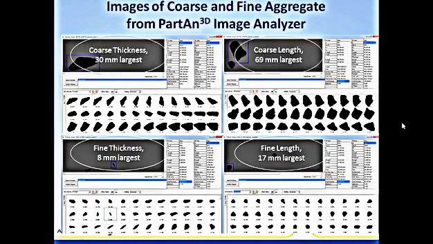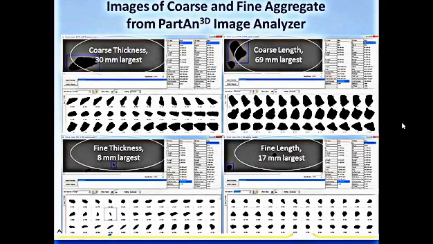Here we're showing views of an image file display from a three-dimensional automated image analyzer on both so-called coarse and fine aggregate. More on the method later, but each row consists of different random projected digital images of one particle as it drops through the sensing zone.